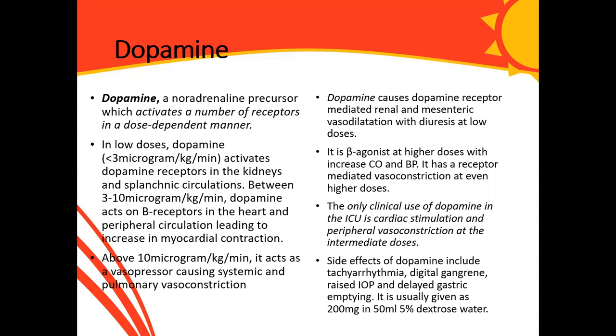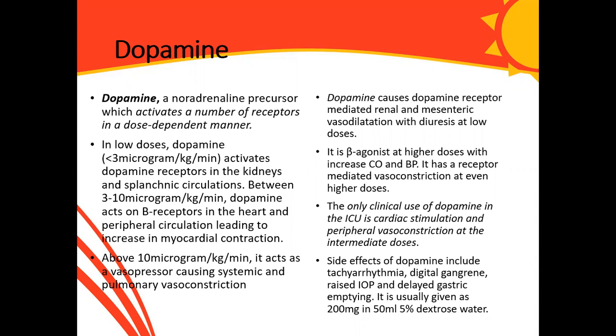Like I mentioned before, at low doses, dopamine stimulates dopamine receptors in the renal and mesenteric vessels, leading to vasodilatation and increased urine output. Its beta agonist effect comes with higher doses, and it causes vasoconstriction at doses of more than 10 microgram per kg per minute.